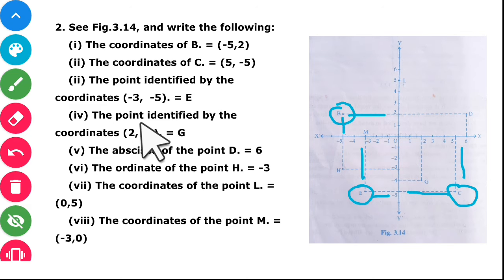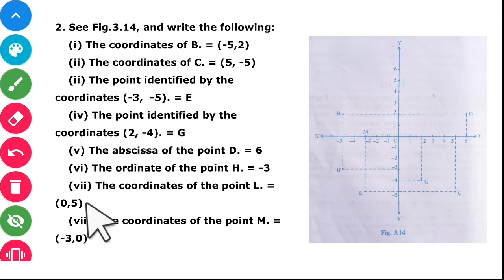Question number 4, the point identified by the coordinates (2, -4), which is identified by point G. Next question, the abscissa of the point D, which is 6. Question number 6, the ordinate of the point H, which is -3.